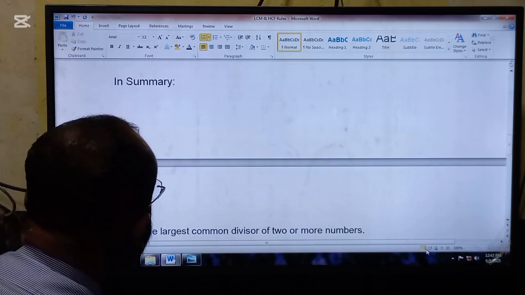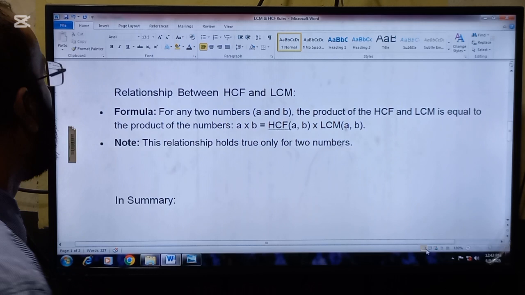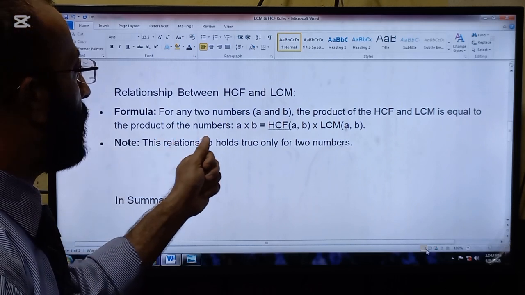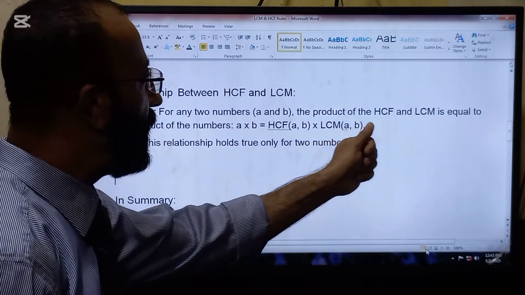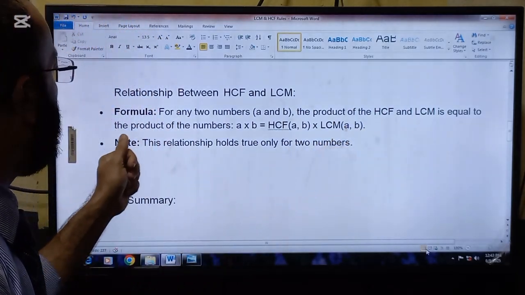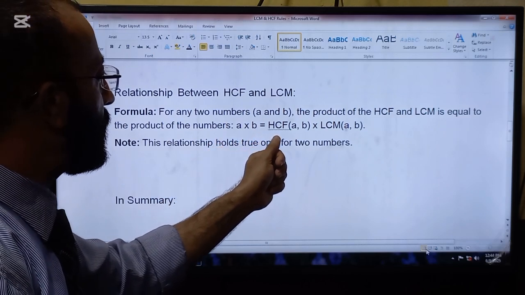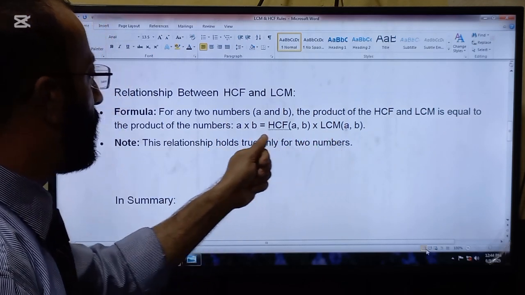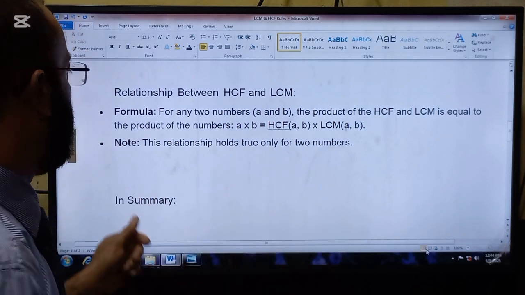Okay, relation between LCM and HCF. Formula for any two numbers A and B: the product of HCF and LCM is equal to the product of the numbers. So A multiplied by B is equal to HCF multiplied by LCM. So this is the relation between LCM and HCF and the numbers.